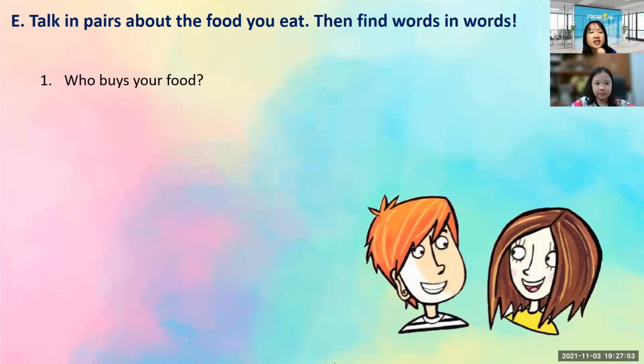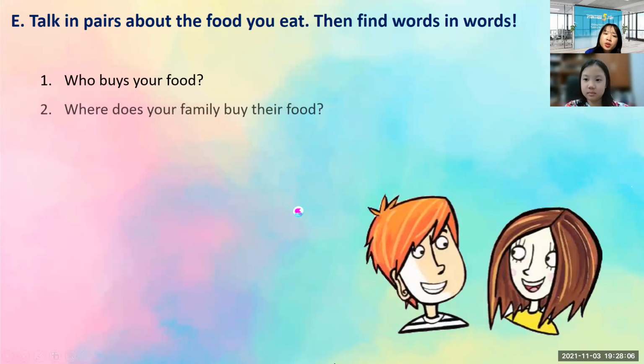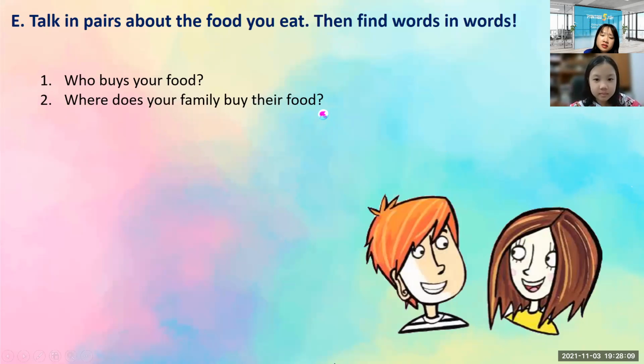Now, just some questions about this. Who buys your food? Sorry, who buys your food? It's my parents. Yeah, your parents buy your food. Number two, where does your family buy their food? Yes, in the supermarket. Okay, you can say like that. My family buys food at the supermarket. Do you go to the market or to the store for food? Or only the supermarket?